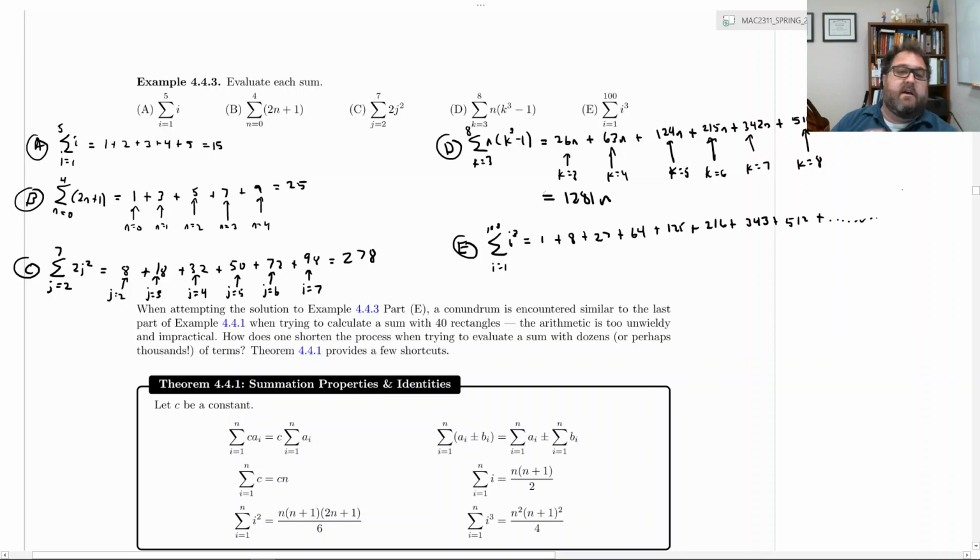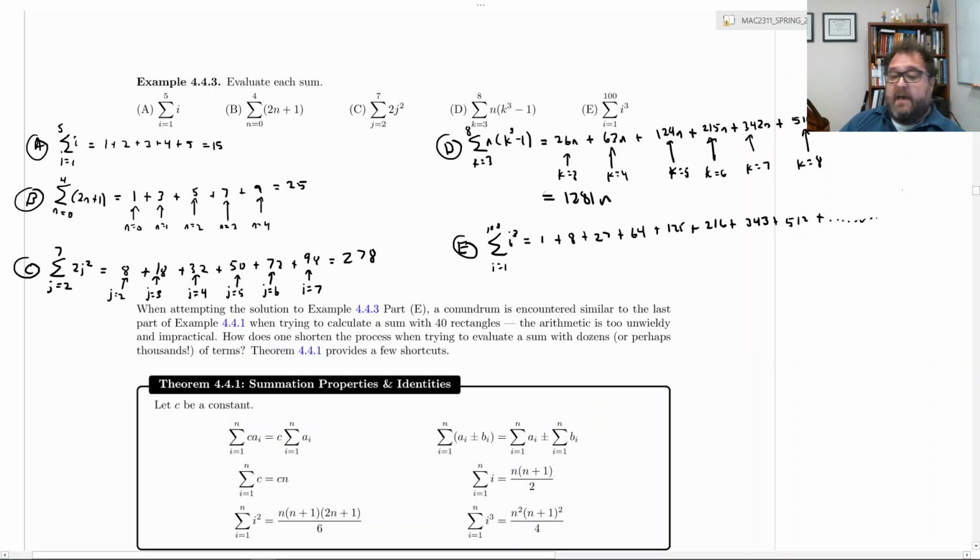Plus... I'm not doing this. That's the point of me putting this in here: for us to realize there's no way that we're going to sit here and calculate the cube of the first 100 positive integers and then add those up. That's just a waste of our time. So what do we do? Okay, we need some ways to speed up these calculations. And theorem 4.41 is going to do it for us. So we're going to revisit example E here in just a sec.